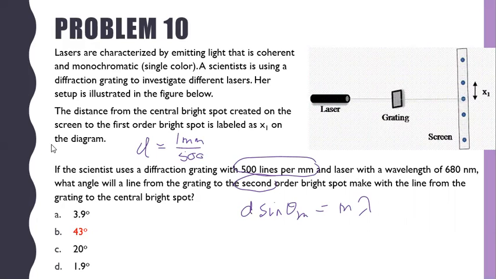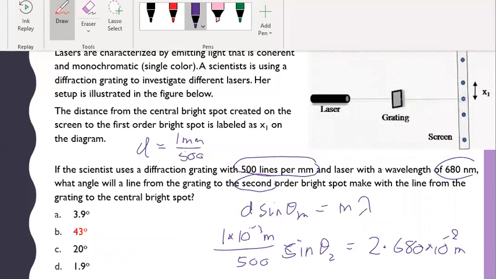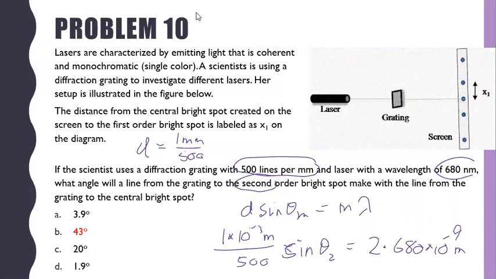So if I want to find the angle here, I'm going to put in that information. So I have 1 millimeter. That's 1 times 10 to the negative 3 meters divided by 500. That's equal to, no, I'm sorry, not equal to, that's sine theta 2, and that's equal to 2 times, and then we have the wavelength here, 680 times 10 to the negative 9 meters. My 9 looked a little bad here. By the time we're all finished with this, maybe I'll get good at writing this.